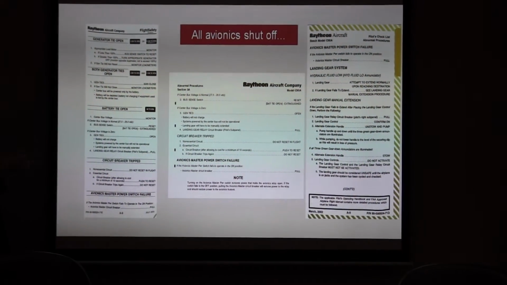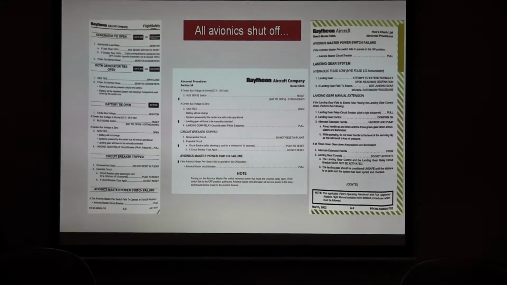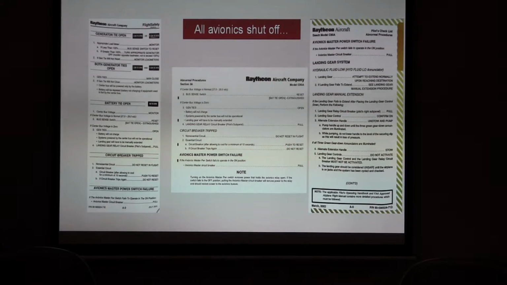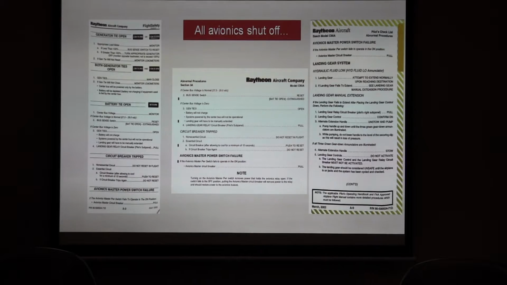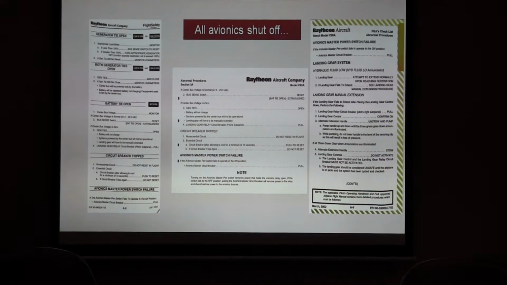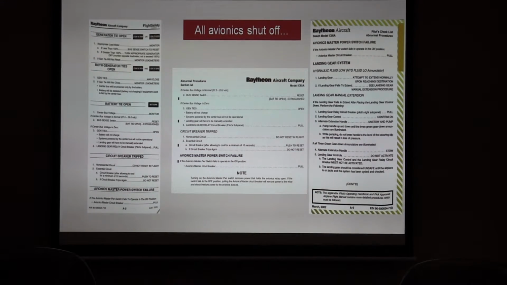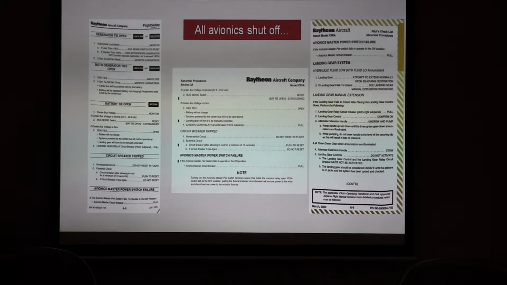Turning on the avionics master power switch removes power that holds the avionics relay open. So flipping that switch on is removing power from a relay, which will then spring load to the closed position. So it's kind of a backwards circuit. If the switch fails to the off position, pulling the avionics master circuit breaker will remove power from the relay and should restore power to the avionics buses. So this is called a reverse logic circuit, basically. If you remove power to this relay, that switch is going to spring load to the closed position. That's the methodology behind pulling this circuit breaker.